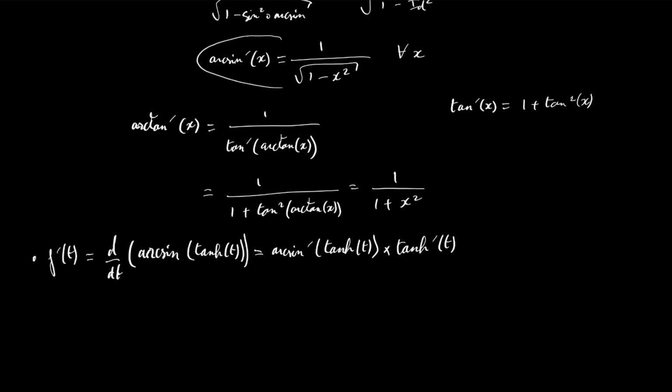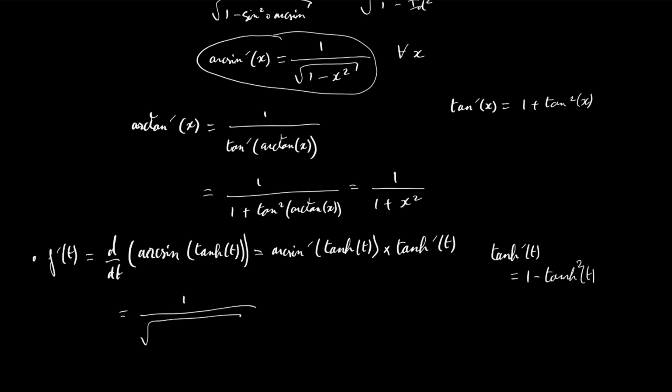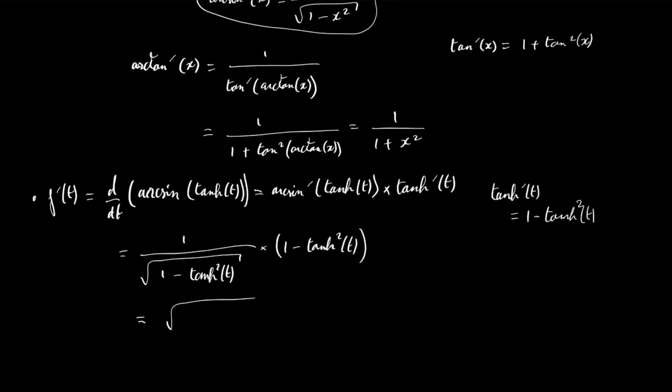We have seen above what the derivative of arcsine is equal to, and we also know that the derivative of the hyperbolic tangent of t is equal to 1 minus the square of the hyperbolic tangent of t. So we can write that the derivative of f of t is equal to 1 divided by the square root of 1 minus the square of the hyperbolic tangent of t, multiplied by 1 minus the square of the hyperbolic tangent of t. In other words, this is equal to the square root of 1 minus the square of the hyperbolic tangent of t.